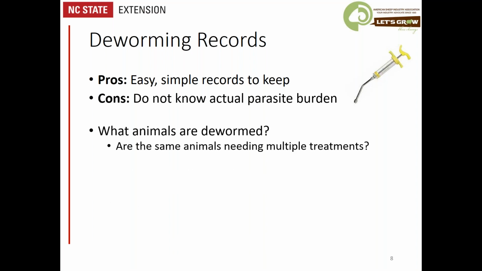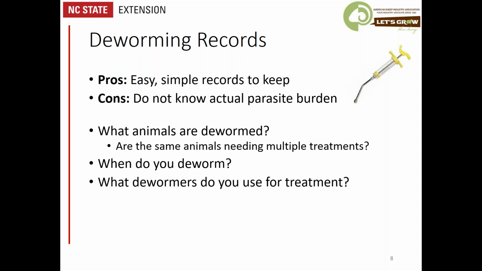So some things we can keep records of: what animals are dewormed, are the same animals needing multiple treatments. That could be a clue that that animal may not be as resistant or resilient as what we would hope. That's an animal that, if they require multiple treatments, maybe they need to find a new home. When do you deworm? Are you deworming earlier in the season, later in the season? Are there some trends in the time of year that you deworm? What dewormers are you using?